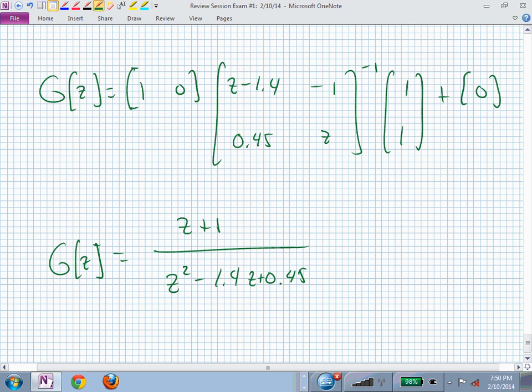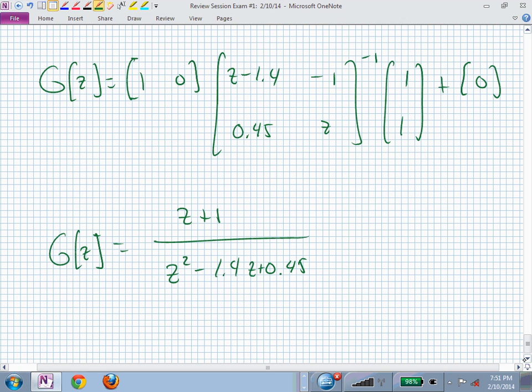So the determinant of that is the diagonals multiplied together minus the product of the off diagonals, and that's exactly what this is. Then for a 2 by 2, you just interchange the diagonals and change the sign of the off diagonals, and that's your adjoint matrix. Multiplying that by a 1, 0, that gives you the top row, which is just z and a 1. And then you add those up by the input matrix, and that's the z plus 1 upstairs. Done. Okay? All right. So that's our transfer function.